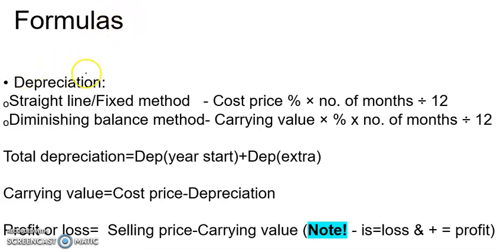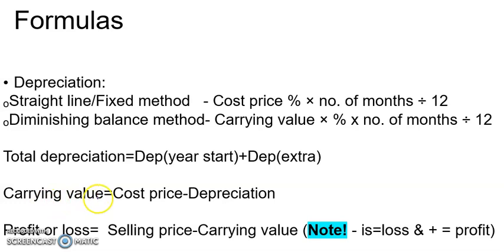Formulas. Depreciation, we have two methods, the straight line or fixed method and the diminishing balance method. Having a look at the straight line or fixed method, it is the cost price times percentage times number of months divided by 12. Our diminishing balance method is our carrying value times percentage times the number of months divided by 12. Our total depreciation is our depreciation at the beginning of the year that we are given plus the depreciation that is extra that we are going to be calculating.